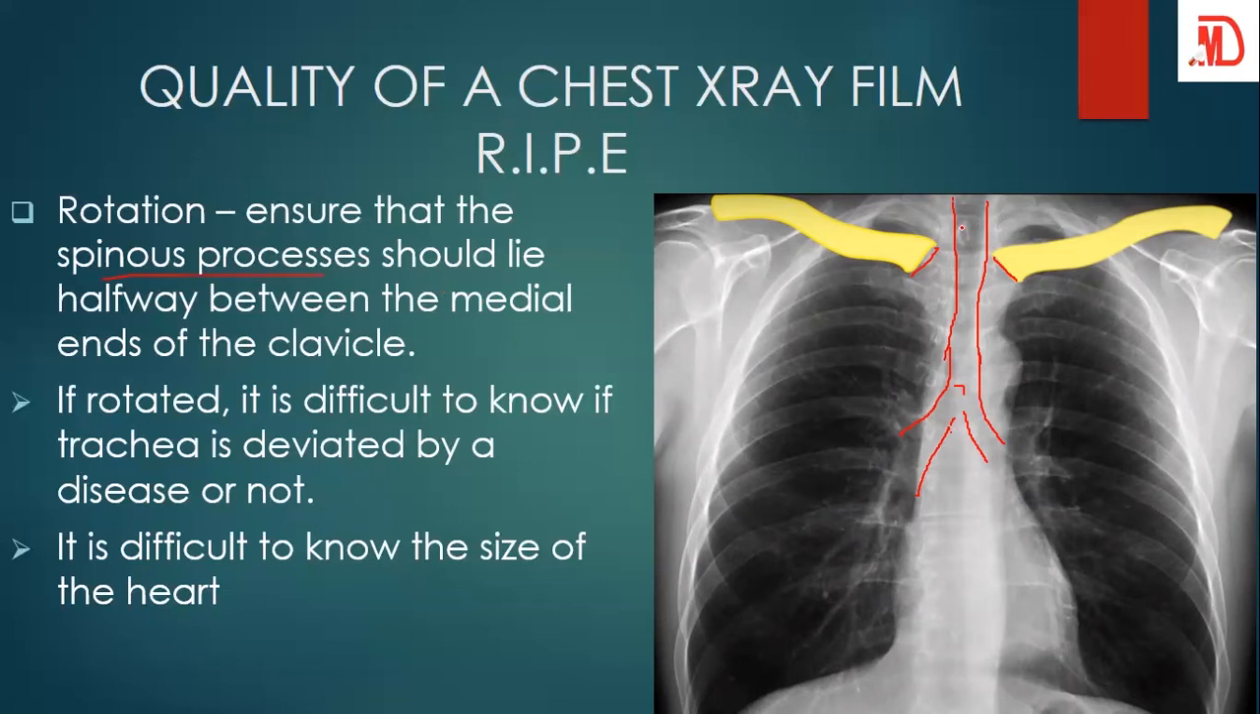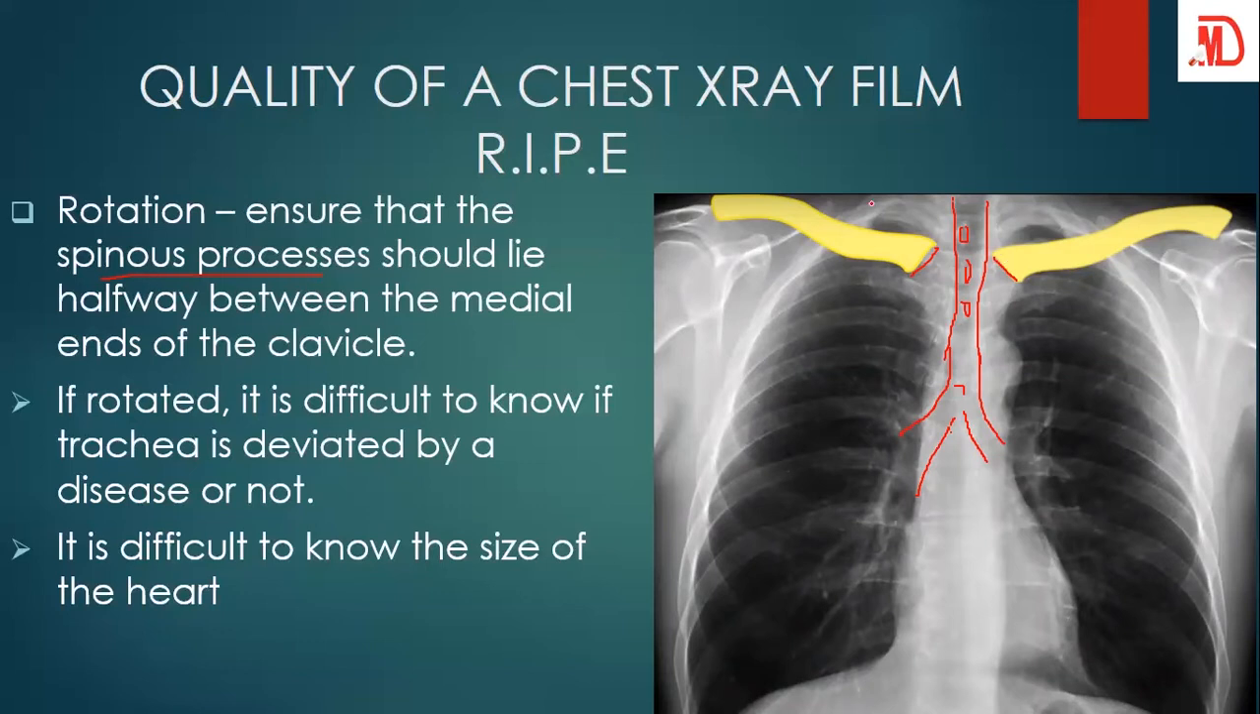All right. Now, inside it, you can see something like a dots, isn't it? These are the spinous processes that are being seen on the x-ray. So you can see that they are lying in the middle, halfway between these two. And that is a good x-ray, right? It's a good orientation, so it is not rotated. The patient is standing straight. Good. So with this, you can go on to assess the rest of it.